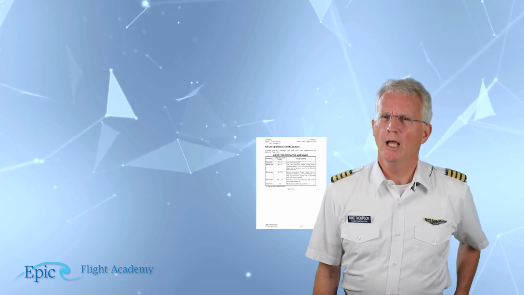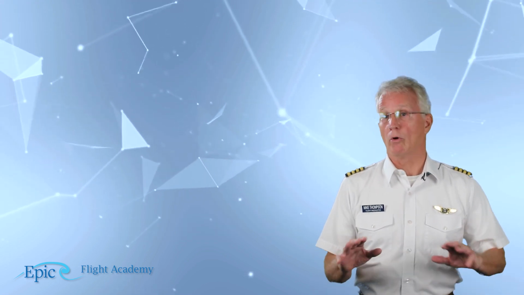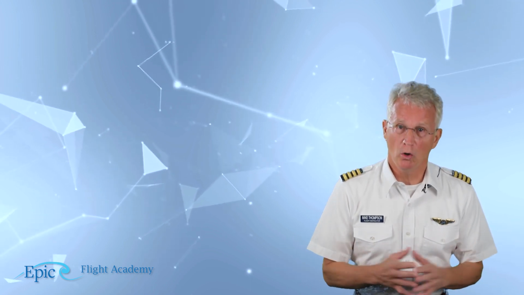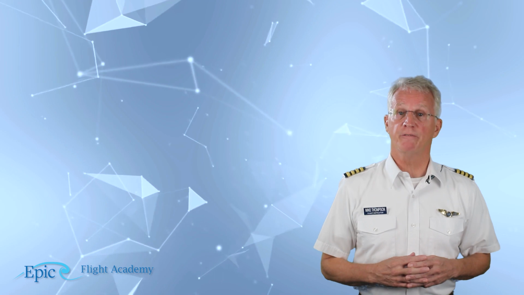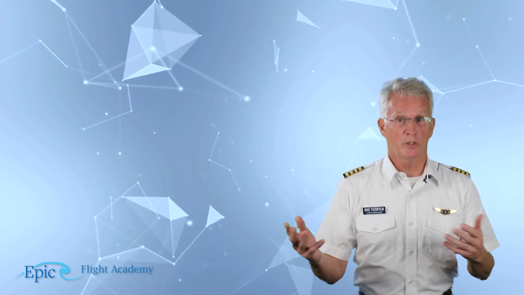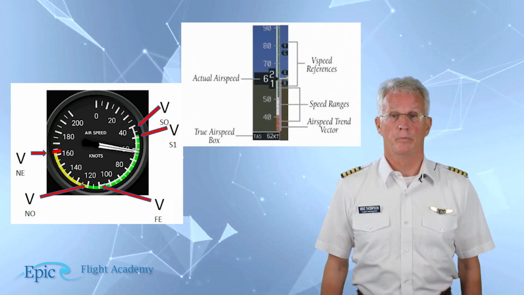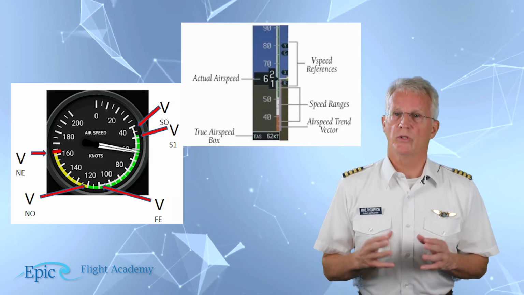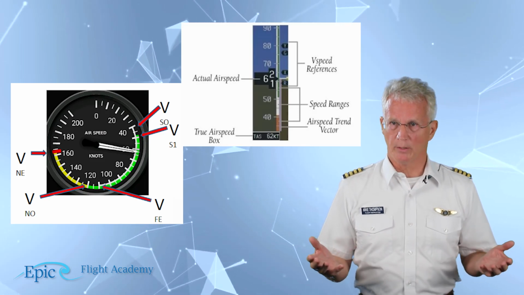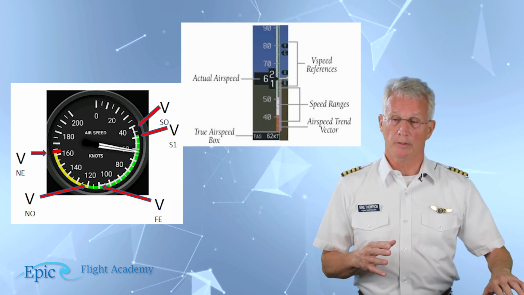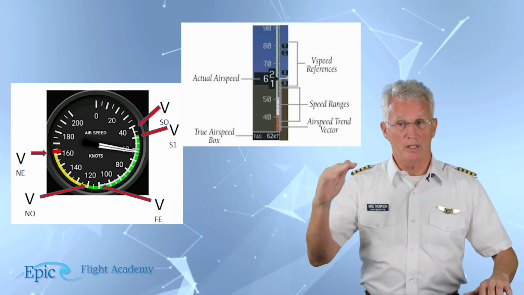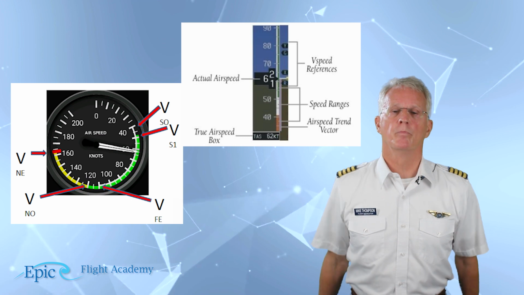The 3 color-coded arcs or operating ranges shown on the airspeed indicator are defined by specific V-speeds, and you can see those here. The white arc is the full flap operating range bordered by VSO on the low end and VFE on the high end.